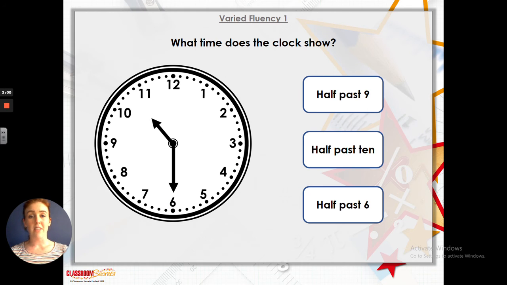So if you're feeling confident with that, I would like you to go onto the second sheet of the fluency. And if you're feeling a little bit less confident, I would like you to look at the first sheet. So I'm going to go through some of the question styles that you'll be doing.